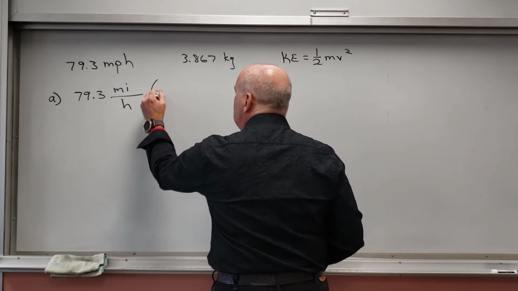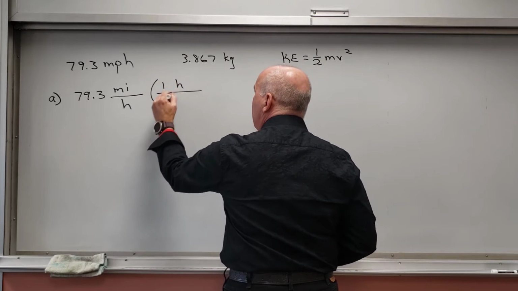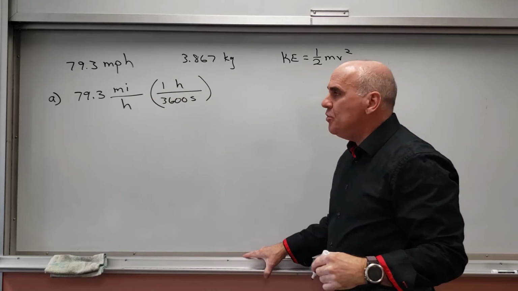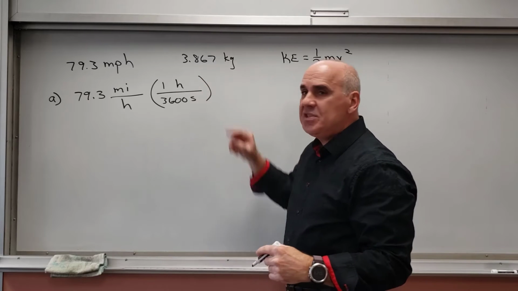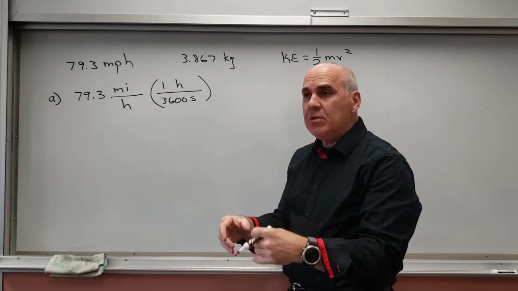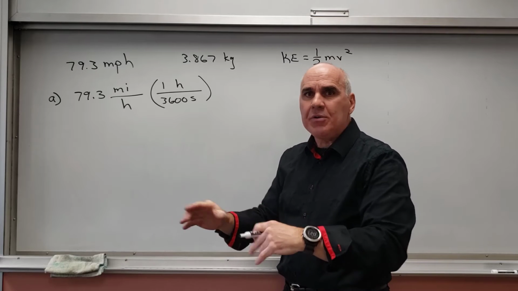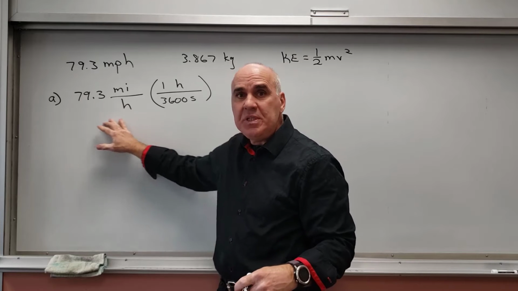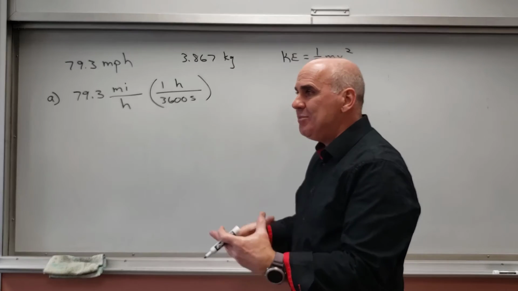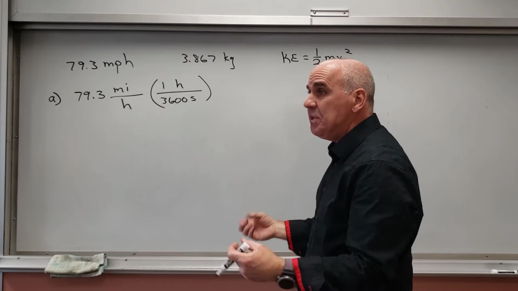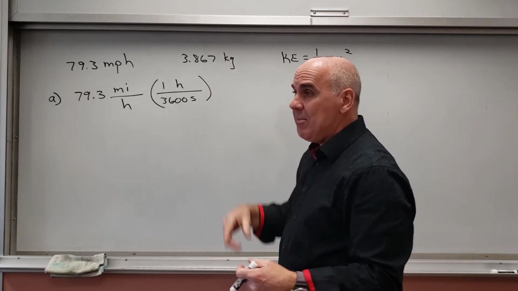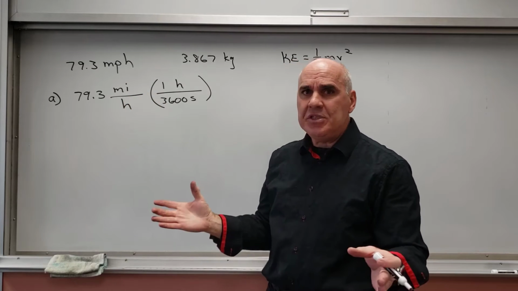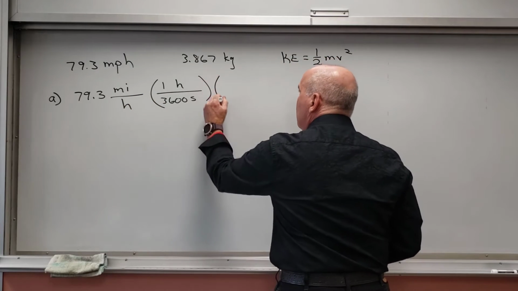The first conversion I'm going to do is for the hours. I know that 1 hour is 3,600 seconds. So the numerator and the denominator are the same. They're identical. And so this is 1. It's not 1 hour, it's not 1 second, it's 1. So I've multiplied by 1. I haven't changed my speed in any way, shape, or form. I'm just making it look a little different, but it's the same speed. This 3 kilogram object is traveling down the road at 79.3 miles per hour. I haven't changed anything yet.